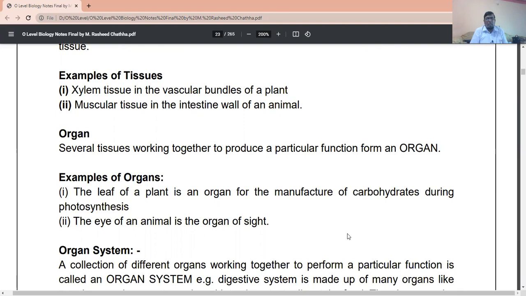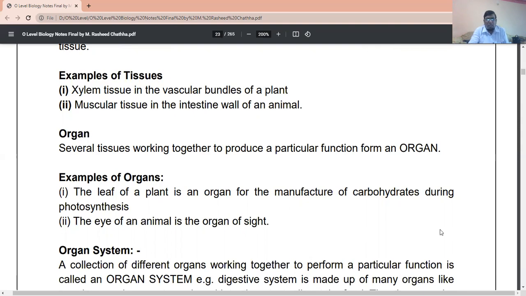Different cell organelles combine together to make cells. Cells combine together to make tissues. Tissues combine together to make organs. Organs combine together to make organ systems, and systems combine together to make an organism. So mostly multicellular organisms contain many systems. Like in humans, we have different systems like digestive system, circulatory system, excretory system, nervous system, endocrine system, etc.